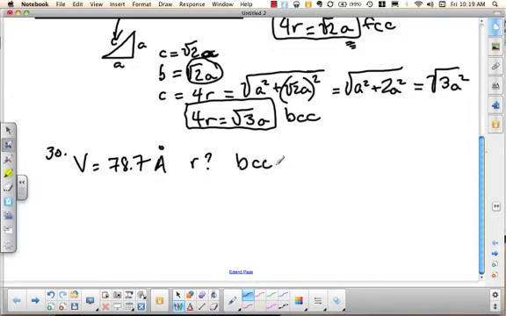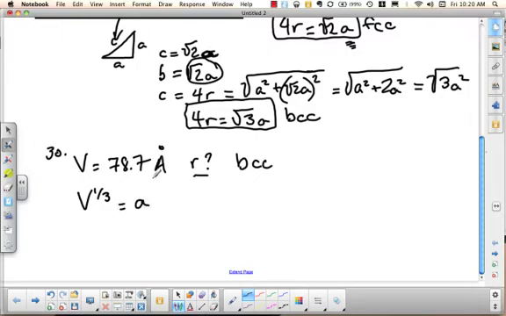And let's see, number 30. Let's make sure. It is sodium metal. Okay, so we used the fact that it was sodium in getting our volume. So if I'm trying to find R, then I need the length of the unit cell, which I can get by taking the cube root of the volume, which is equal to A, right?